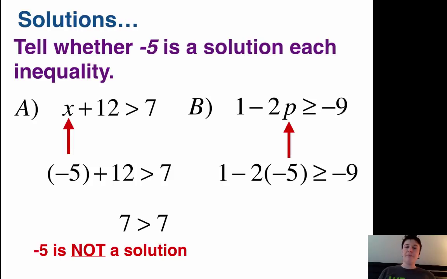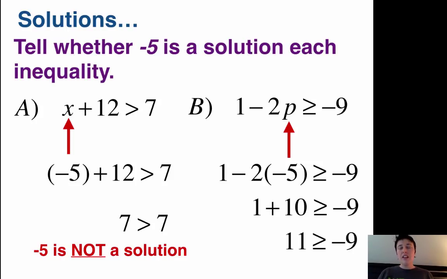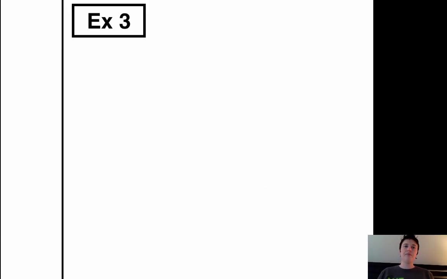We put negative 5 in. Okay, this one you have to be kind of careful with your negative signs. We know that the 2 times 5 is 10, but 2 negatives makes a positive, so it's 1 plus 10 is greater than or equal to negative 9, and 1 plus 10 is 11. And is 11 greater than or equal to negative 9? Of course 11 is greater, it's a positive number. So yes, negative 5 is a solution. This one did work. I hope that's what you got too.